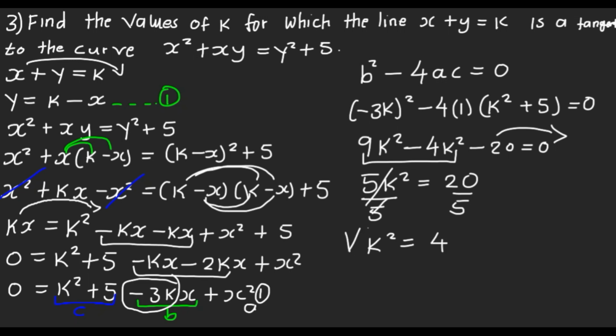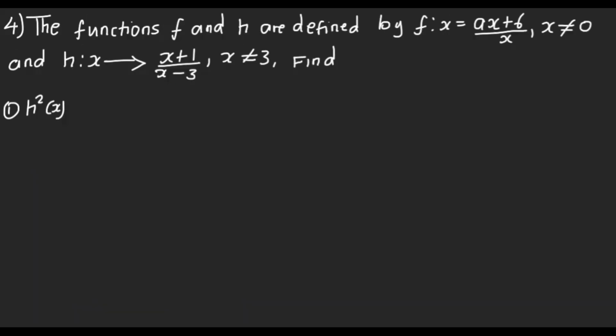Then I'm going to introduce the square root here, the square root here. So k is equal to plus or minus 2 as our answer. Right, so we move on to question 4. The functions f and h are defined by f of x is equal to ax plus 6 over x, where x cannot equal 0, and h of x is equal to x plus 1 over x minus 3, where x cannot equal 3. Find h squared of x.